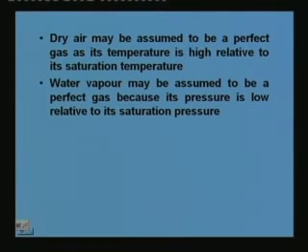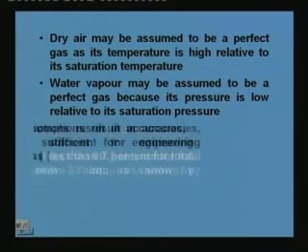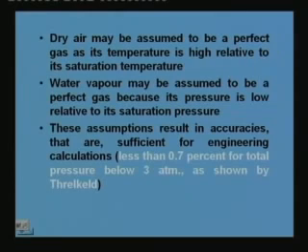Normally, the amount of water vapor in air is very low, so it exerts a very small partial pressure. This pressure is much lower than the saturation pressure, so you can treat it as an ideal gas. These assumptions result in accuracies that are sufficient for engineering calculations, and it is shown that the errors because of these assumptions are less than 0.7% for total pressure below 3 atmospheres. This is shown by Threlkeld.